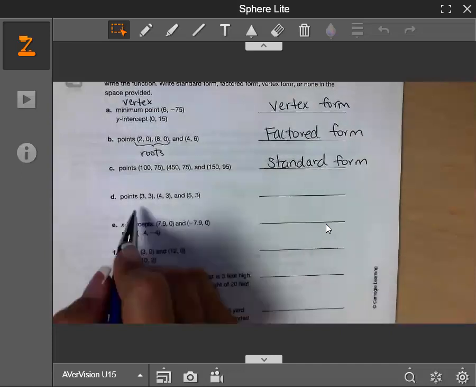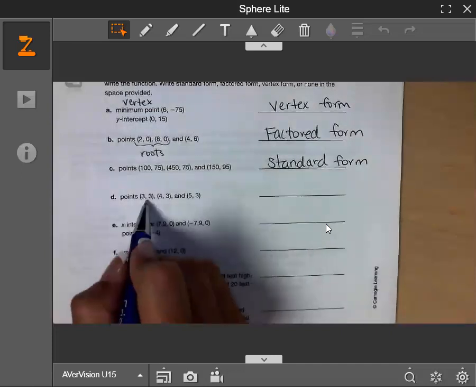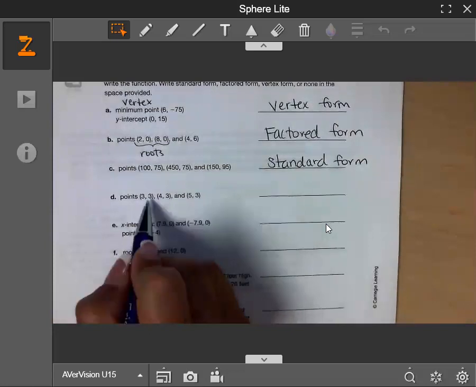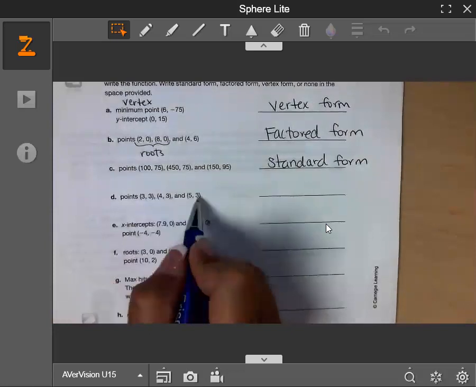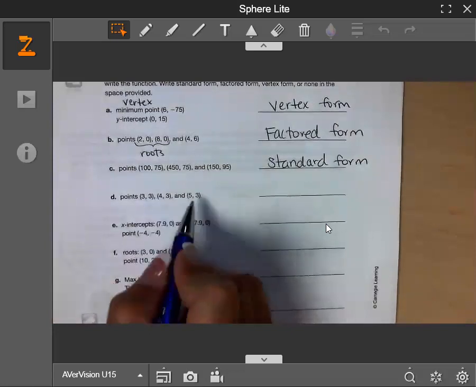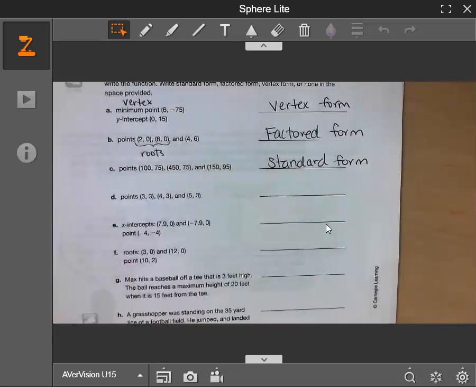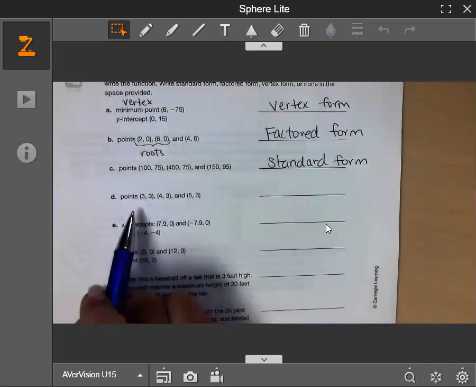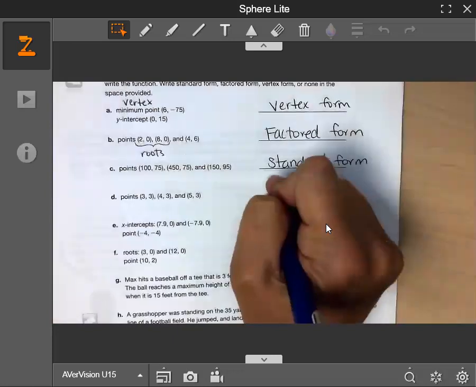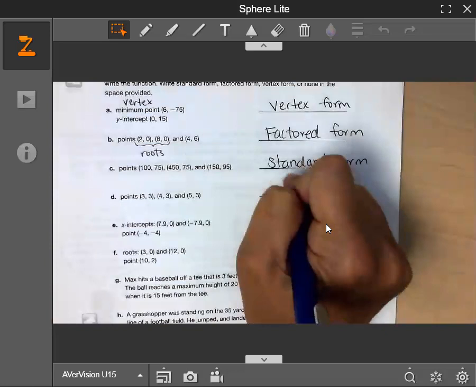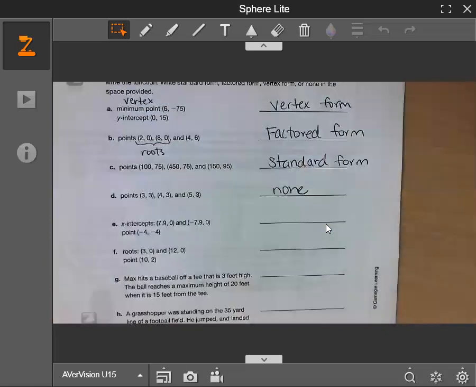On our next one here, we have (3, 3), (4, 3), and (5, 3). As you think about these points, all three of them have the same y value, so there's no way that this is a quadratic. The y value can only be the same in two of them for it to be a quadratic. This is probably a horizontal line, so this would be none of those for the quadratic form.